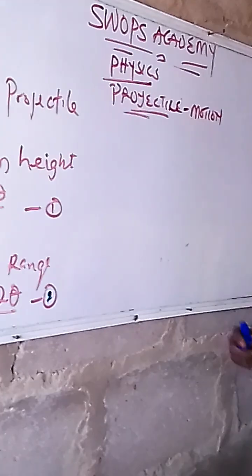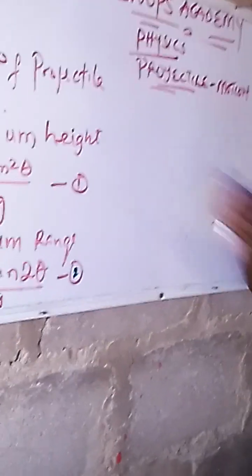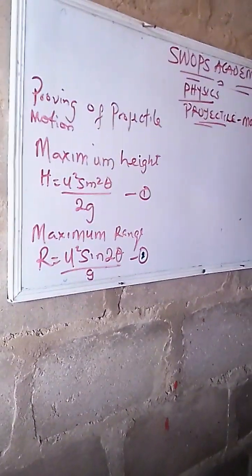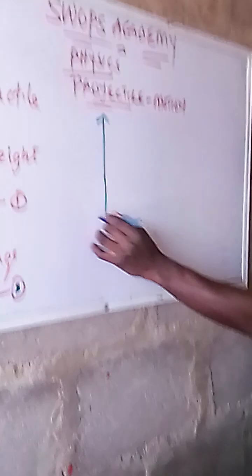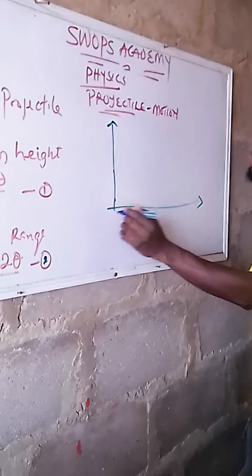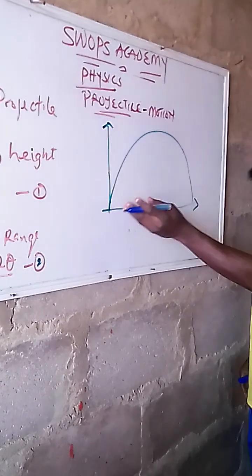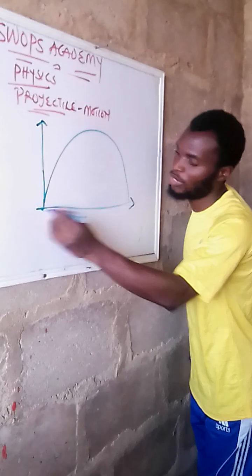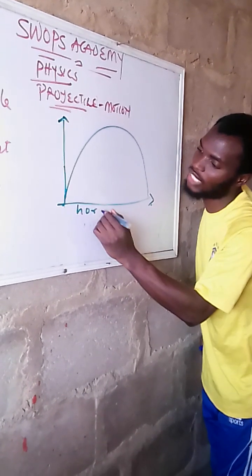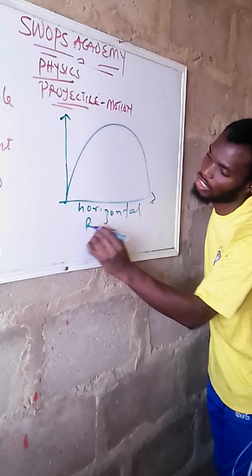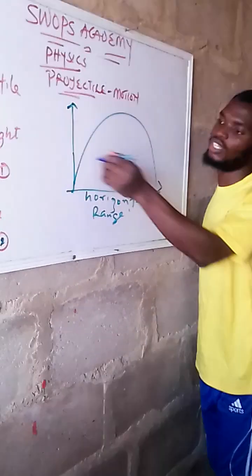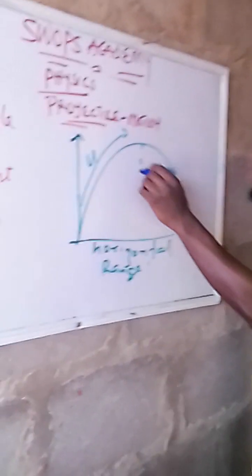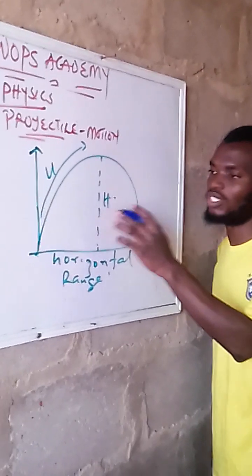We have proved that. Now today, what we are going to be proving is maximum height. I told you that this is the graph for projectile motion. A projectile motion is a motion which will move in a semi-parabolic pattern. Meaning from here to here, this is what we know as horizontal range. Here, as you are seeing, is what we know as our u, our velocity, while this place is what we know as our height, which is our h.